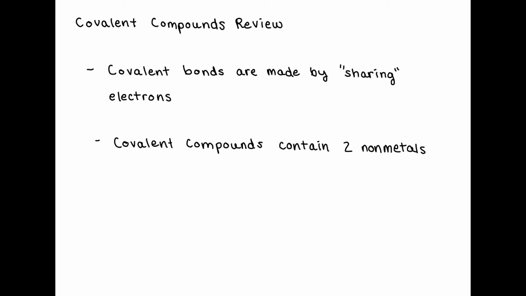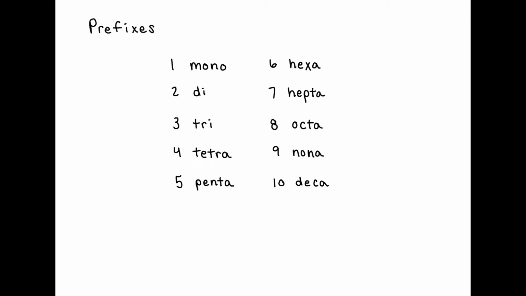As I said, covalent bonds are made by sharing electrons between two atoms. These atoms are always two nonmetals. When we're naming covalent bonds, we always use what are called prefixes. Here's a list of the commonly used prefixes. Prefixes are used to describe the number of that specific atom that exists in the covalent molecule.